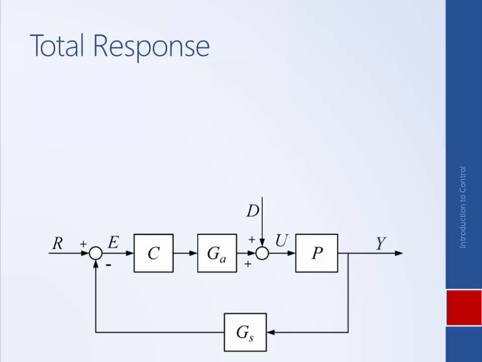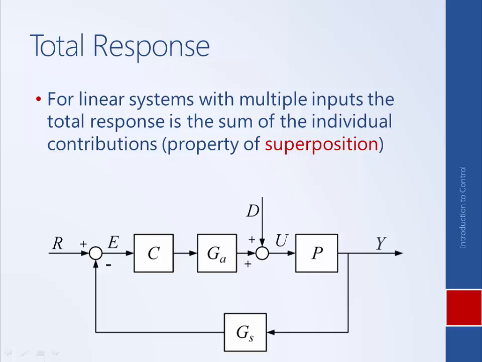Okay. Let's now take a look at block diagrams with multiple inputs. This is something that we've alluded to and we've discussed conceptually, but how do we handle that when we do our analysis? So in this case, we've got a single output Y, and we've got two inputs. We have our reference, our command, but we also have this undesired input due to the disturbance. And so it turns out for linear systems, when we have multiple inputs, the total response is simply the sum of the individual contributions. This is called the property of superposition.